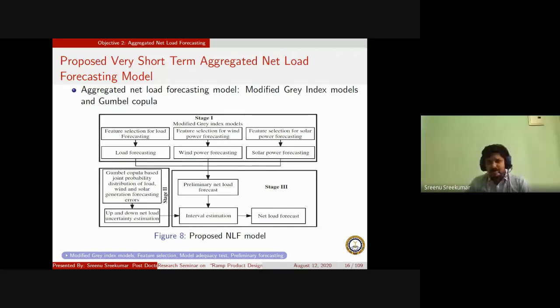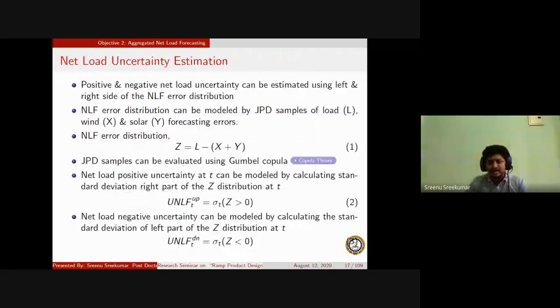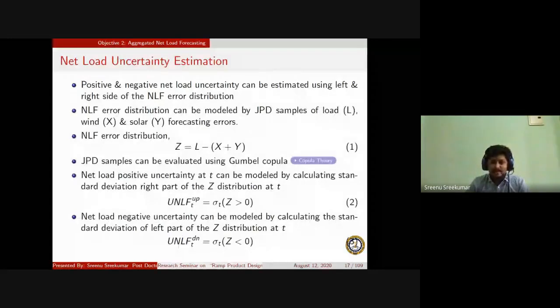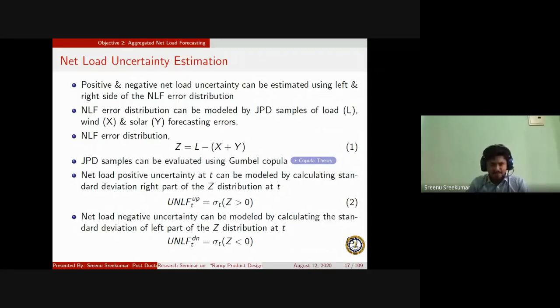And here the positive and negative net load uncertainty is estimated using the left and right sides of the NLF error distribution. This NLF error distribution is estimated or modeled from JPD samples of load, wind, and solar generation forecasting errors. The NLF error distribution is shown in equation 1. And these JPD samples are evaluated using the Gumbel Copula.